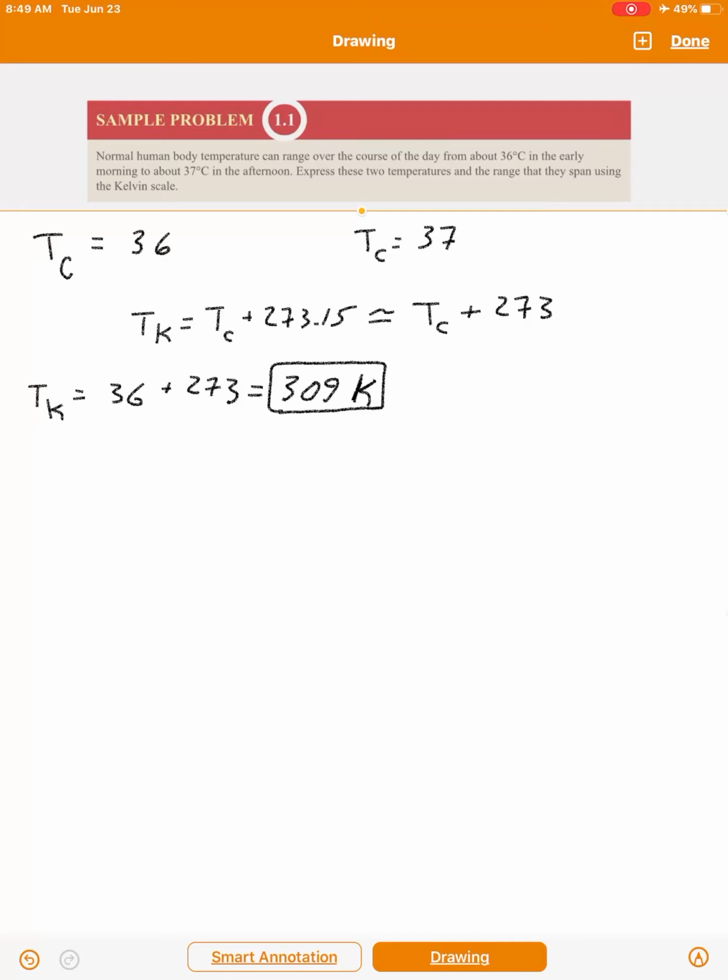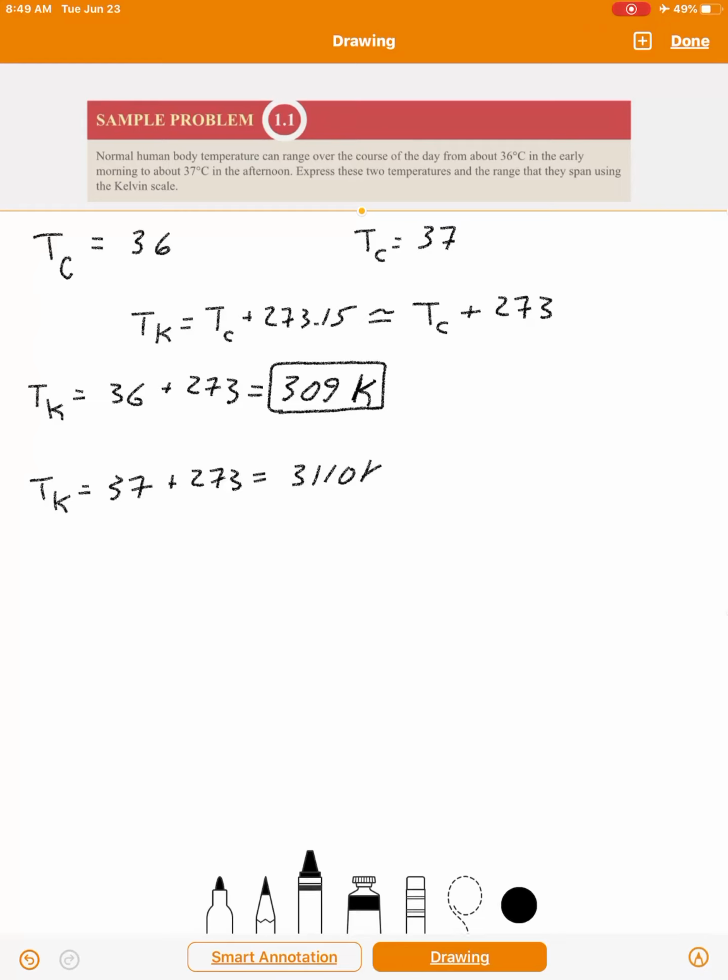Let's try the second one. 37 plus 273, and you get 310. Oops, I think I wrote an extra 1 in there.